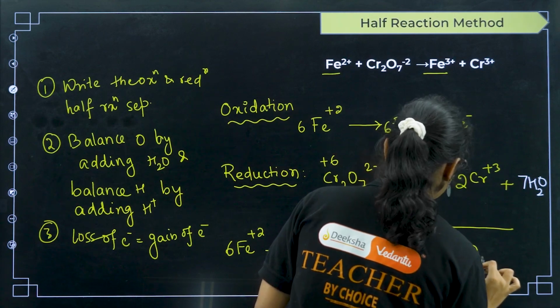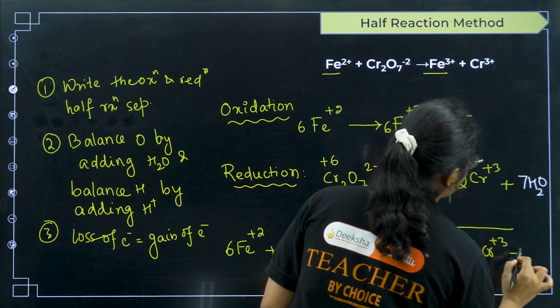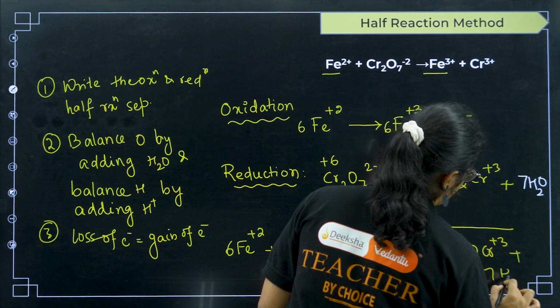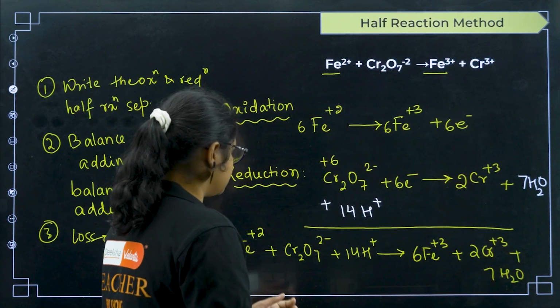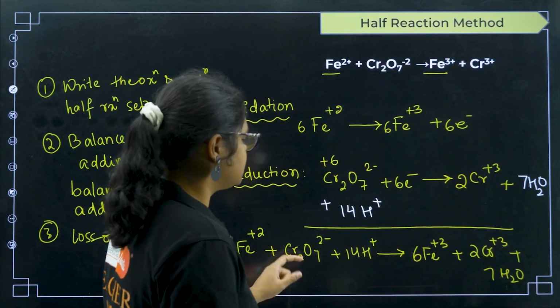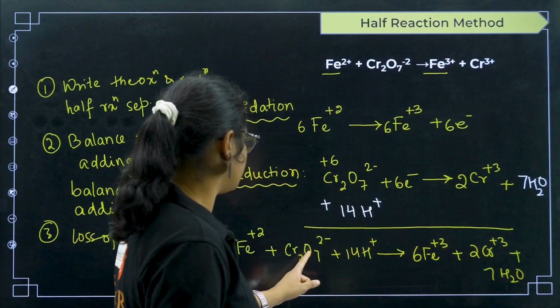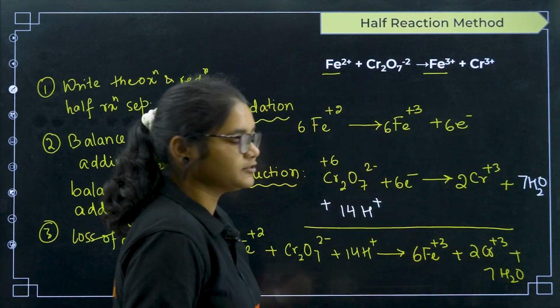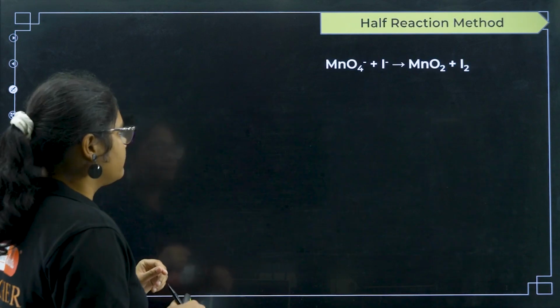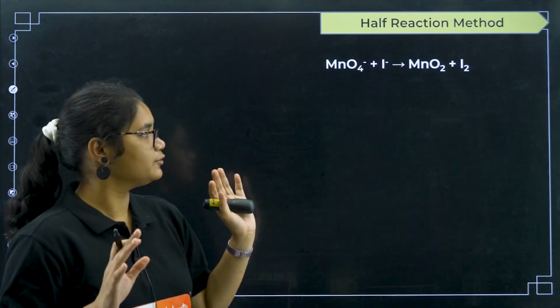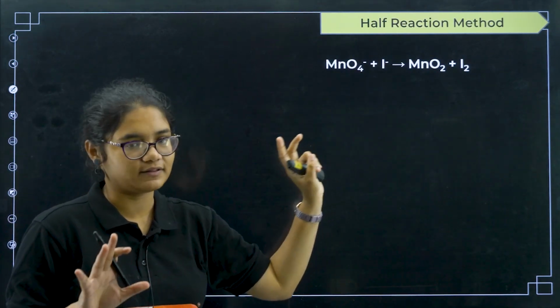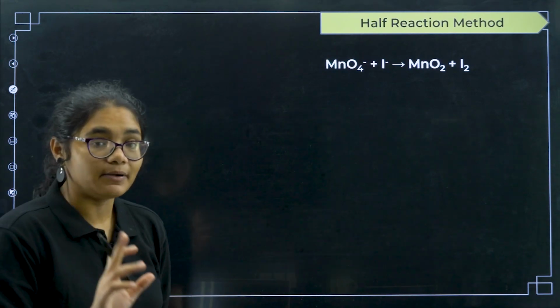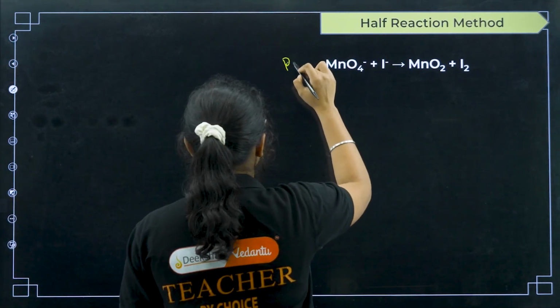Okay, then we have 2 Cr3+, and then we have 7 water. Now let us just see: 6 Fe, 6 Fe, 6 Cr, 2 Cr, then we have 7 oxygen, 14 H+ and 14 H+. Okay, fine. Now let us solve this question where you need to balance this reaction in the same half reaction method, but you have to do it under basic medium.